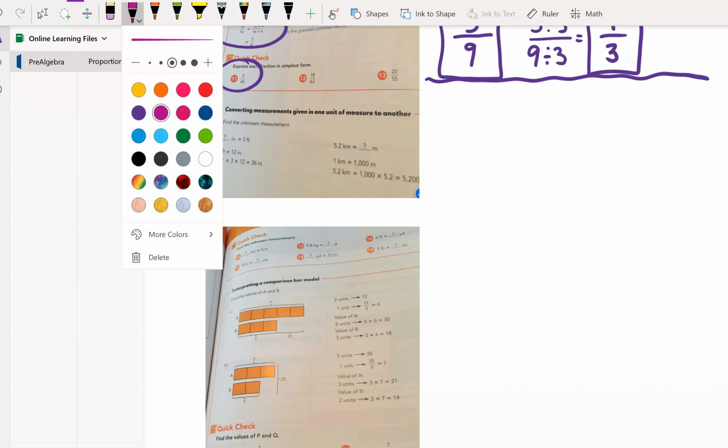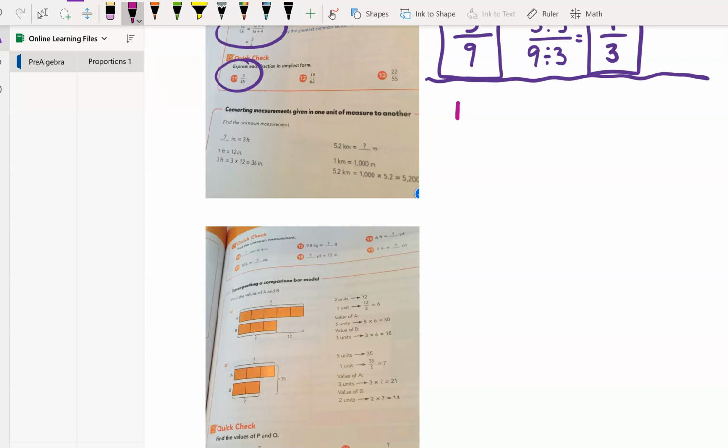So one thing to remember when you're using proportions for comparing a value like 1 foot is the same as 12 inches, is that if you multiply your 1 foot times any number, you're going to be doing that same thing. You're going to be multiplying your 12 inches by that same number. So I think that's what they're trying to show you right here.